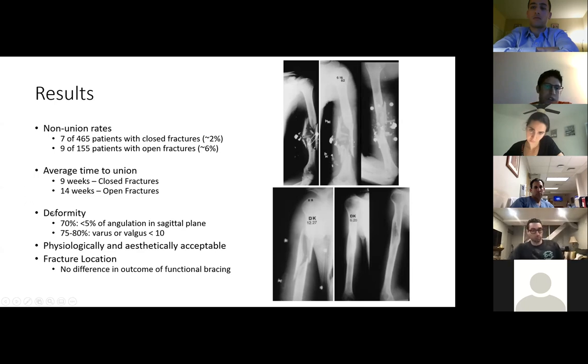For these patients, regarding the deformity seen long-term, only 70% of them had less than 5% angulation in the sagittal plane, and 75 to 80% had varus or valgus deformity of less than 10 degrees. That was considered physiologically and aesthetically acceptable, as opposed to having them undergo surgery. And in the paper, no matter the fracture location, whether proximal, middle, or distal, it didn't really make any difference in the outcome of the functional bracing, since there were such low rates of non-union.